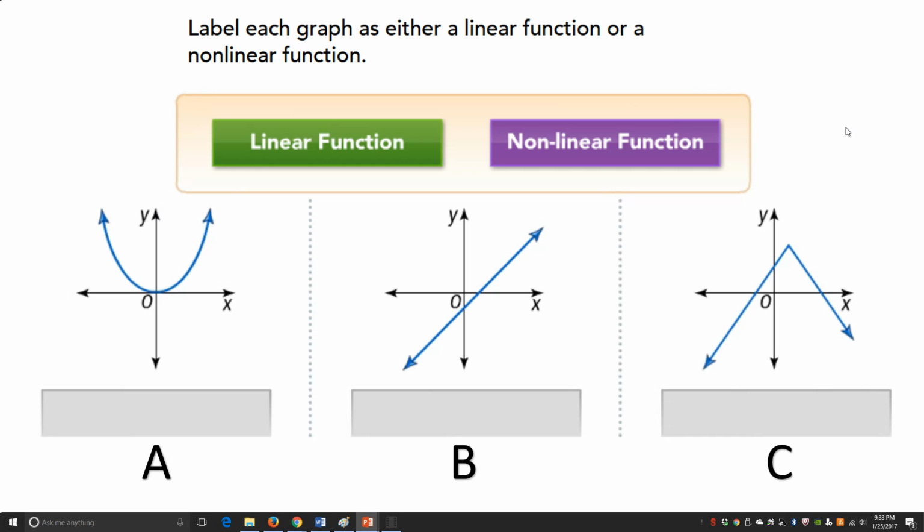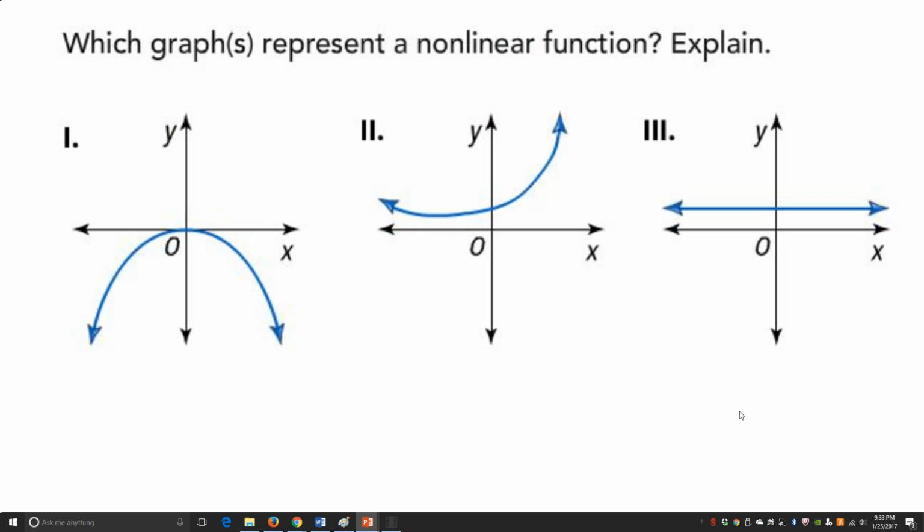So here's your first one that you need to do. You're answering which of these are linear and which of these are nonlinear based on what they look like. Here's our second one for you to try. Which of these graphs represent nonlinear or a nonlinear function?